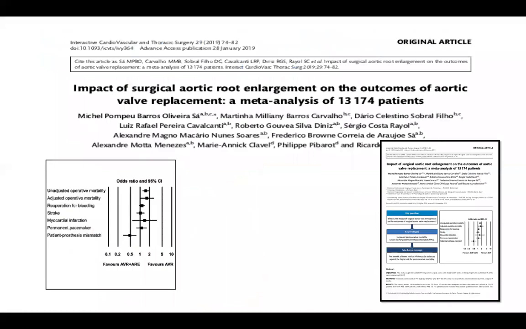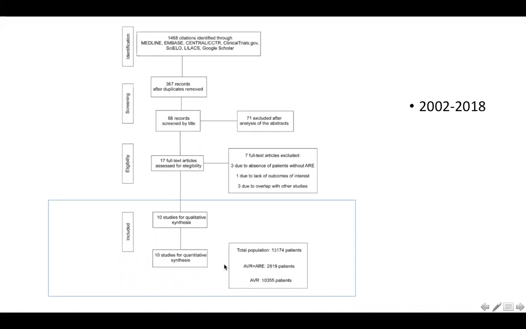There is a meta-analysis comparing aortic root enlargement with AVR versus isolated AVR, around 10 studies. The total population was around 13,000 patients, around 2,000 to 3,000 patients in the enlargement group and 10,000 patients with isolated AVR, not concomitant with other procedures. The studies were from 2002 up to 2018, and it was published in January 2019.